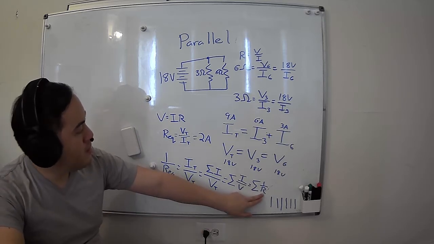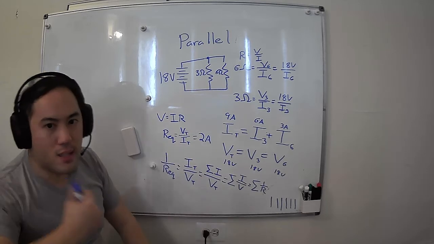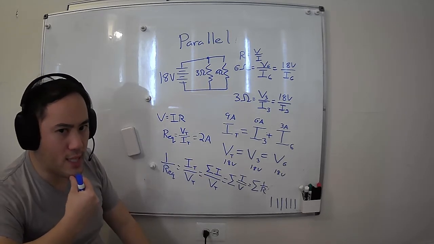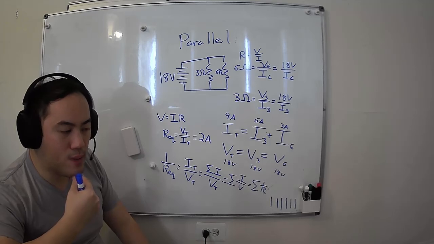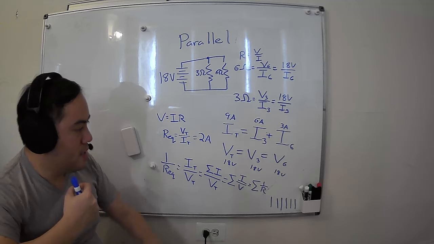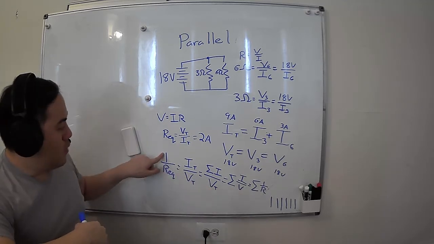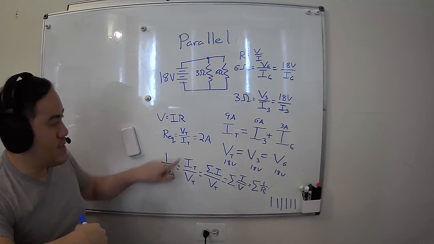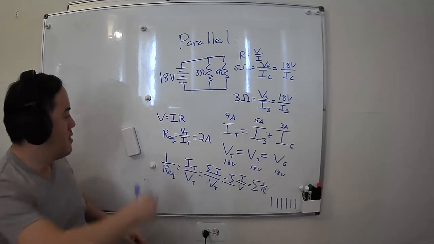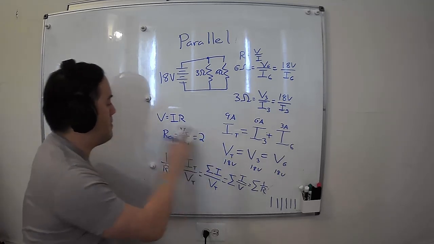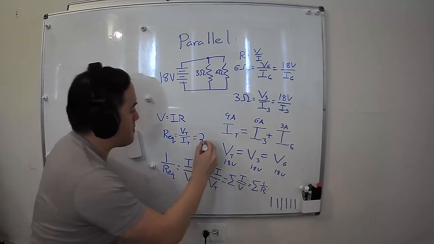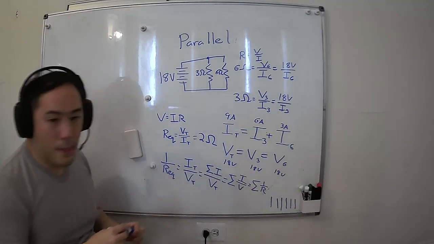1 over R, so it's 1 over 3 plus 1 over 6. 1 over 3 plus 1 over 6 is 2 6ths plus 1 6th, which is 3 6ths. So it's 1 half. 1 half is not the answer. 1 half is 1 over Req, so Req is 2. Sorry, not 2 amps, 2 ohms. But we did get the right answer.